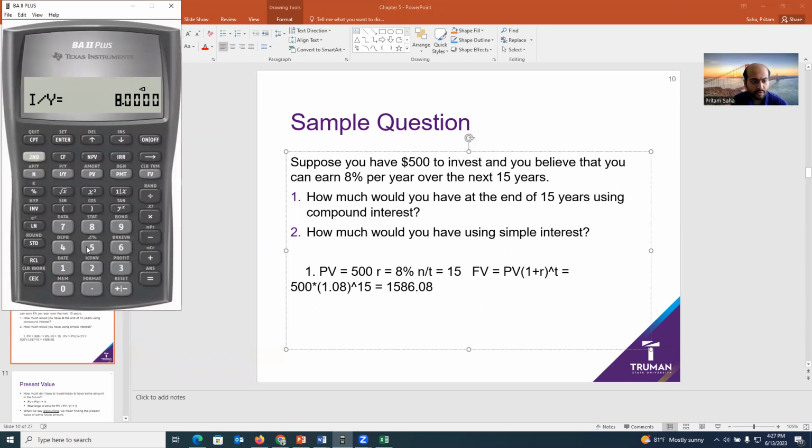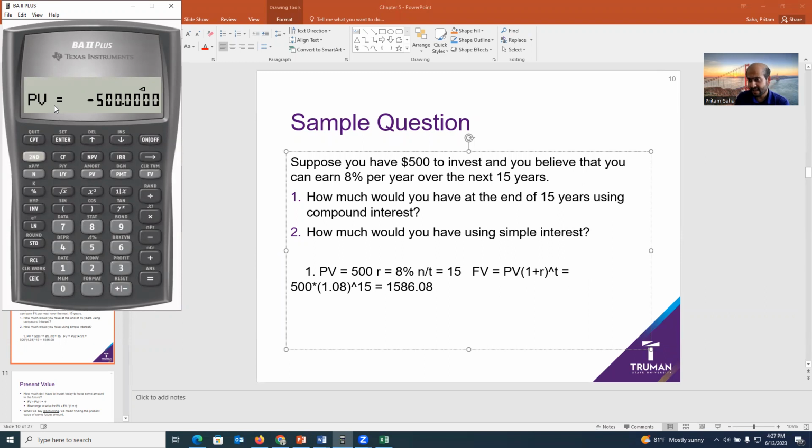Present value, 500. Now, in the financial calculator, you have to be careful. When you say invest, invest means I'm putting down the money. It's coming out of my pocket. It's a cash outflow, so use a negative sign. When you say invest, that's present value. When you say I'm going to get the money, it's an inflow to me. Don't use a negative sign, okay?